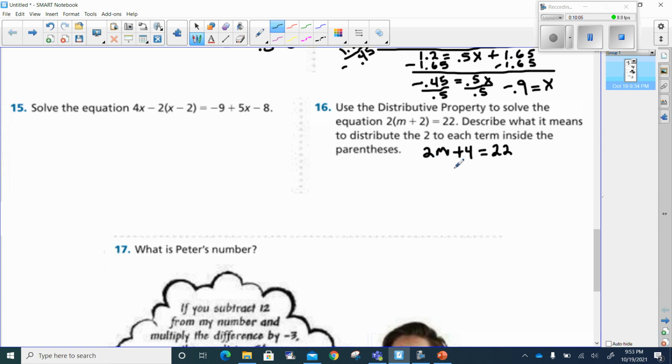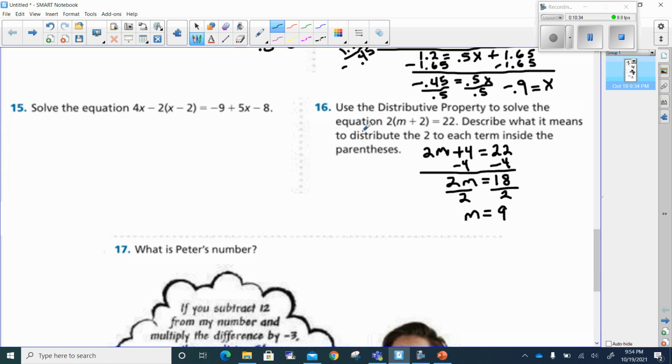Now we're going to subtract 4 from this side, which means we'll subtract 4 from this side. Now we have 2m is going to be equal to 18. Now we divide 2 away, which means we divide 18 by 2, and m has to be 9.